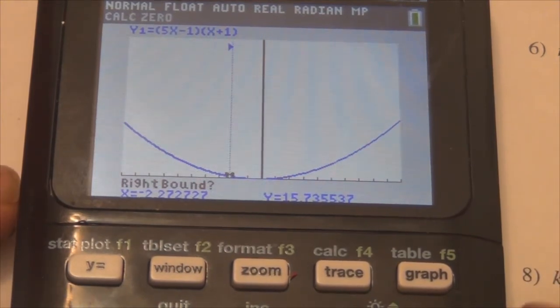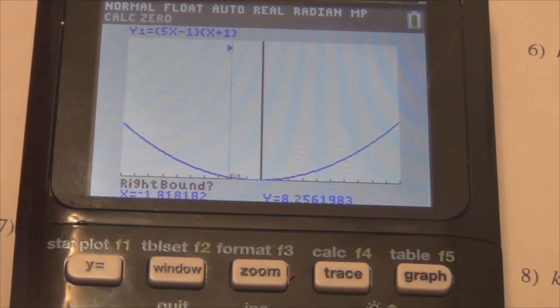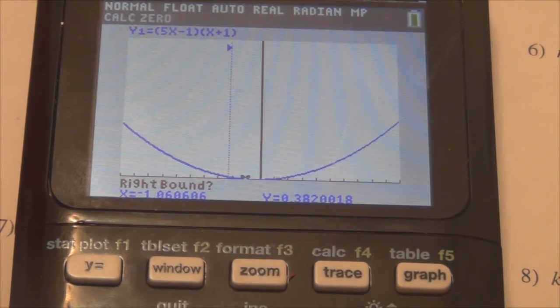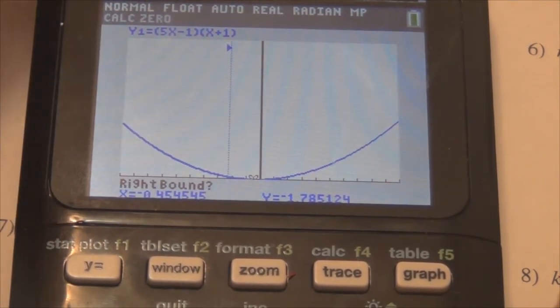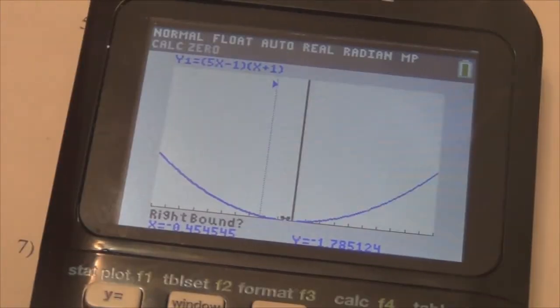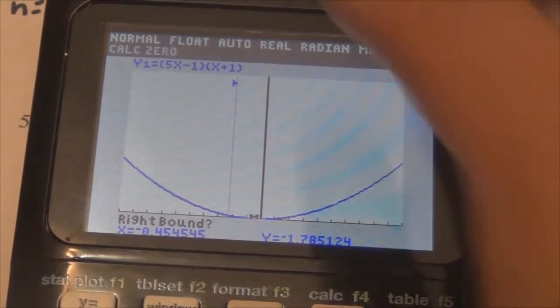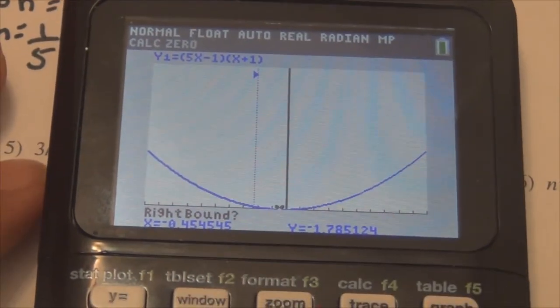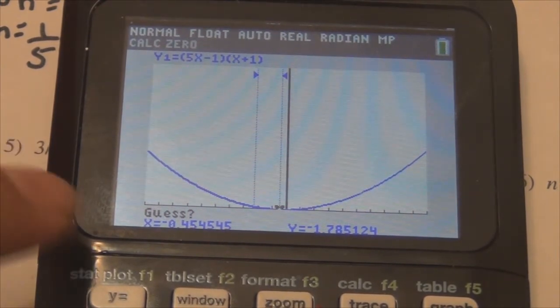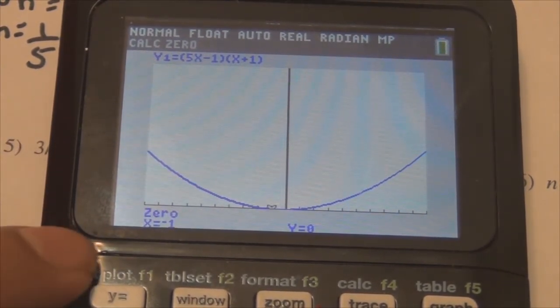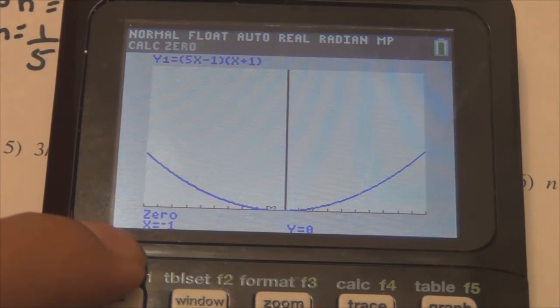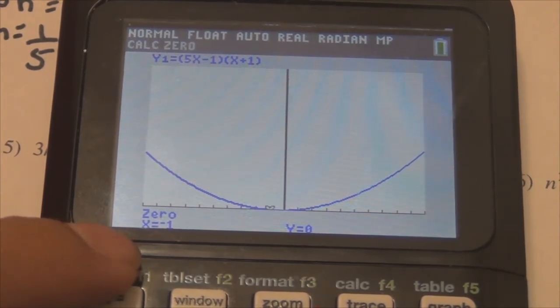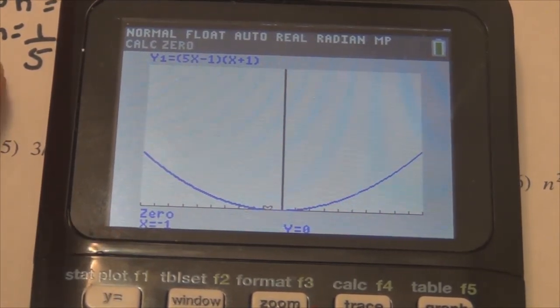Enter, and now it's going to ask me for the right boundary, so I'm going to go around here. Because it says here negative 1, so negative 1 should be a solution. So I'm going to press enter, and then it asks, do you want me to guess? Yes. And look, when y is 0, x is negative 1. Got it? And then for the other one, you're going to get 1/5.